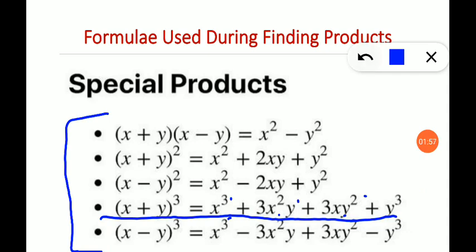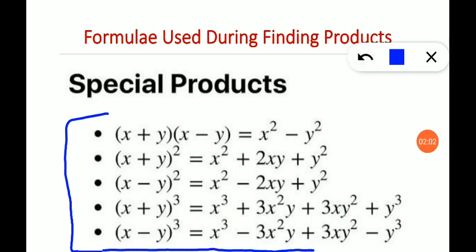formula. The last formula is (x minus y) whole cube, which is equal to x cube minus 3x square y plus 3xy square minus y cube. Okay, here same thing, the power of x keeps on decreasing and the power of y keeps on increasing. One more thing, that whenever the power of y is odd like 1 or 3, we have minus sign. Otherwise we have plus sign.